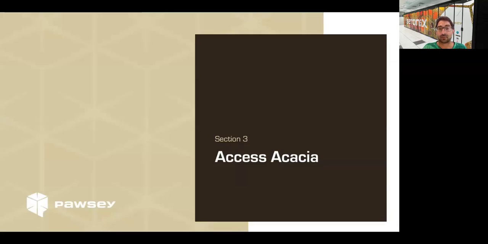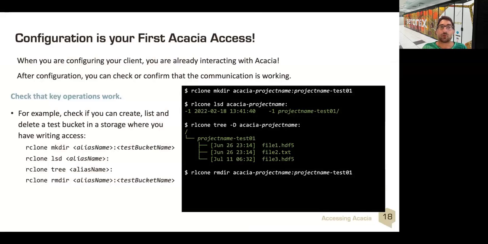Now, actual access. So you've configured your Acacia setup and you want to start doing something. When you're configuring a client, you're already interacting with Acacia. So you're already setting it up, and it allows you to then start communicating essentially immediately. So you can start trying to construct buckets or objects and looking at what's inside buckets and at the objects that exist there through these following simple commands.